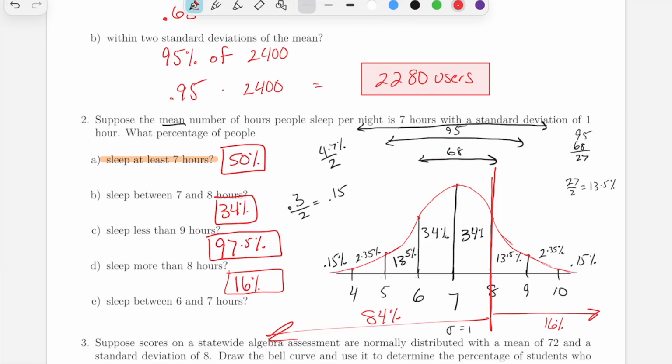Lastly, between 6 and 7 hours, this is another nice easy one because of our graph. Here's 6 and there's 7. That's 34%.